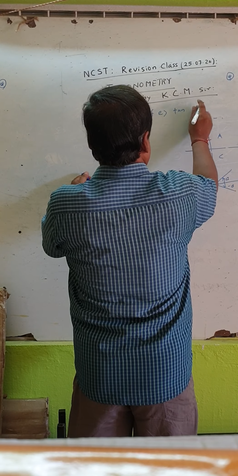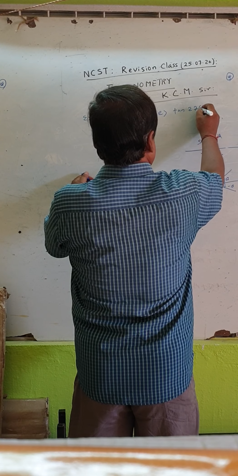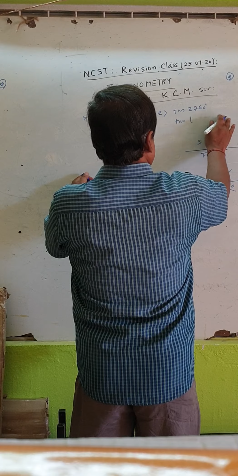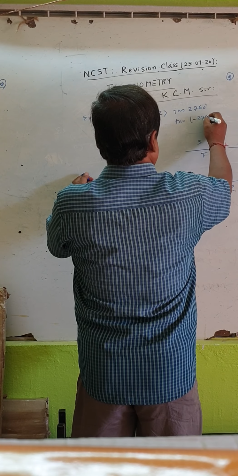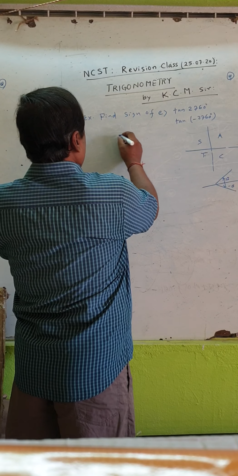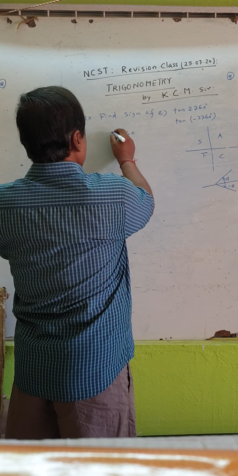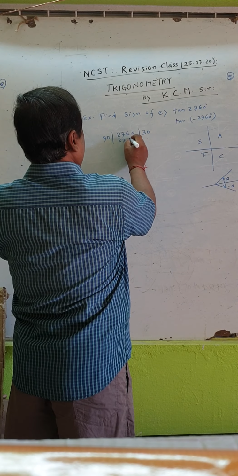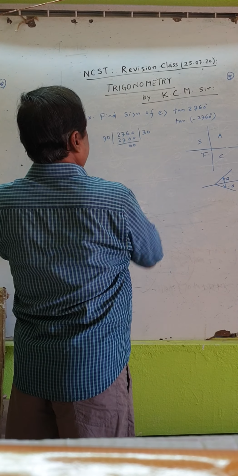Tan 2760, tan minus 2760. Again, same thing: 2760 divided by 90, which is 30. 2700, then 60 remains.